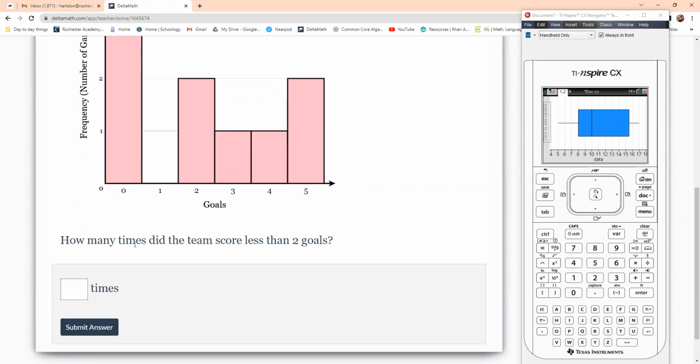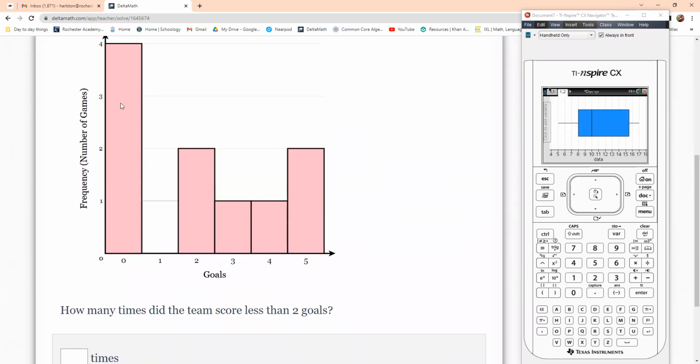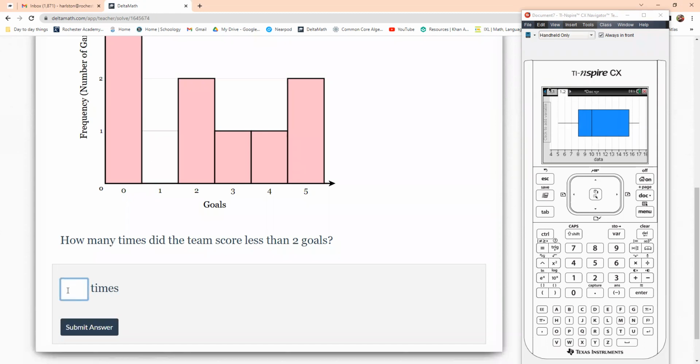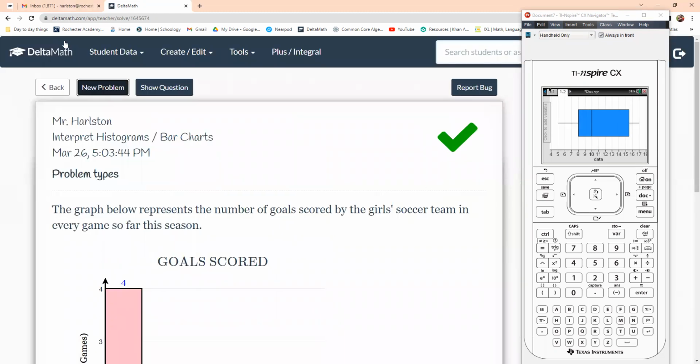So it says how many times did the team score less than 2 goals? Less than 2 goals. So this is 2 goals. Over here to the left are the number of times that they scored less than 2 goals. So there was 4 times where they scored 0 goals, and that would be it. So there were 4 times that they scored less than 2 goals. Submit that. So is that correct?